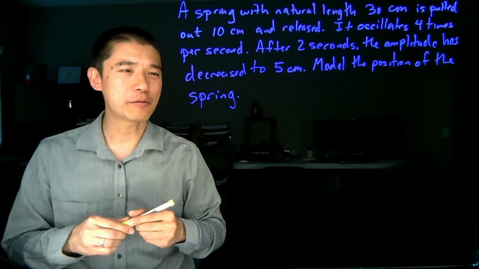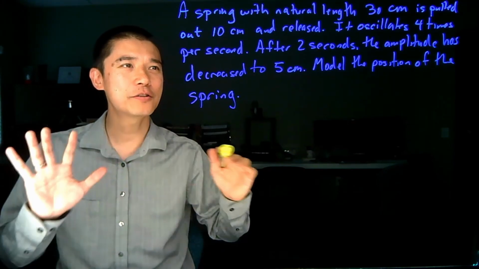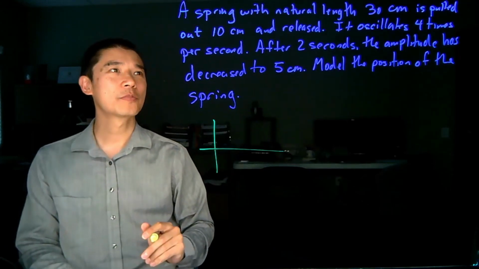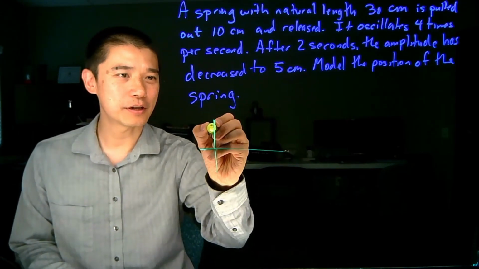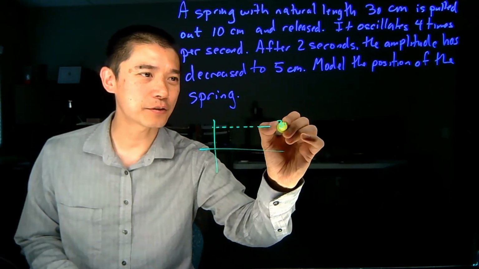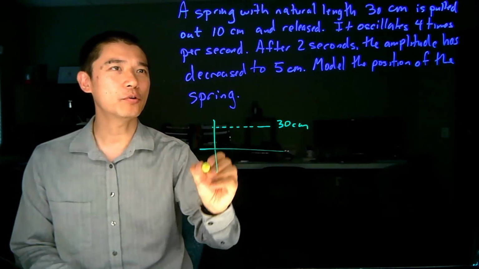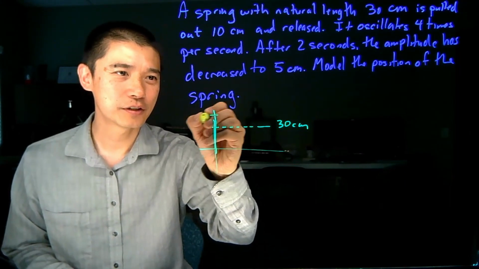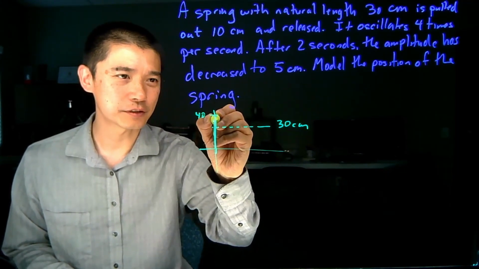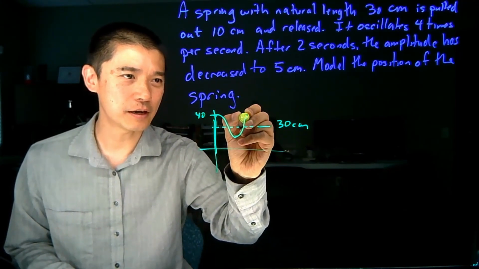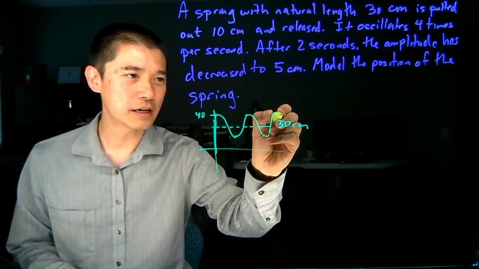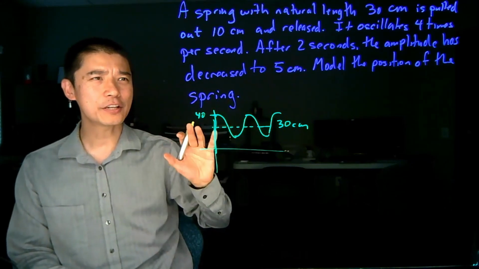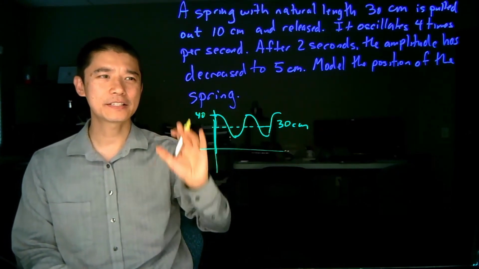All right, so once again, we're going to think about everything as if there is no changing amplitude, and that will get us started. So it's going to start off with a natural length of 30, and we're going to pull it out 10 centimeters. Pull it out sounds like it's getting longer, so it's going to be 40. It's going to start up here, go down and up, and down and up, and so on. Now in this case it says it oscillates 4 times each second.